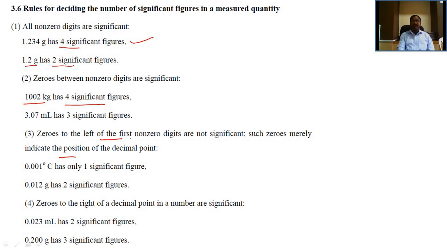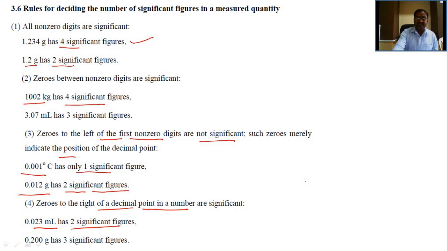Zeros to the left of the first non-zero digit are not significant; such zeros merely indicate the position of the decimal point. Consider 0.001 degree Celsius as having only one significant figure, and 0.012 gram as having 2 significant figures. Zeros to the right of a decimal point in a number are significant. 0.23 has 2 significant figures, and 0.200 gram has 3 significant figures.